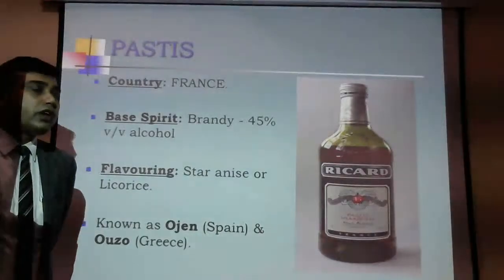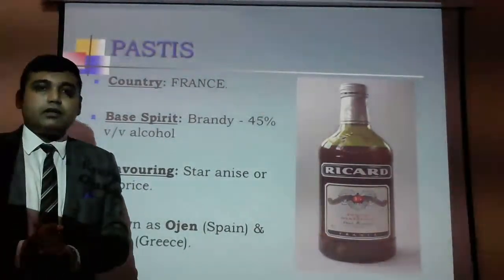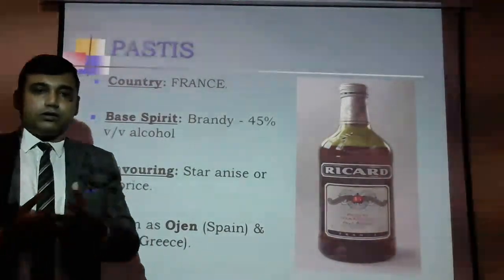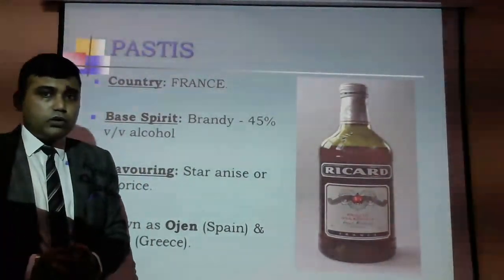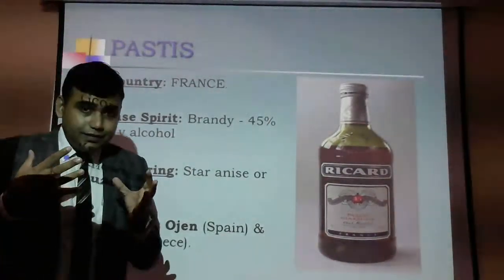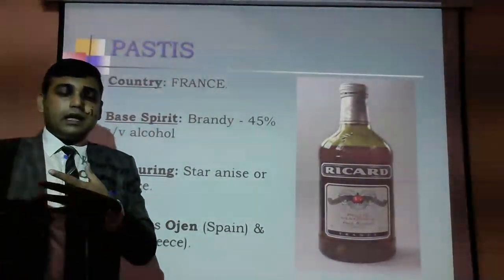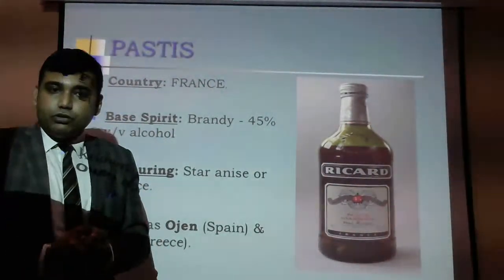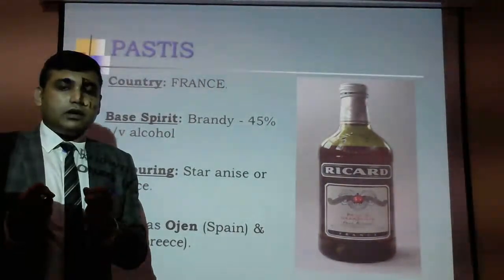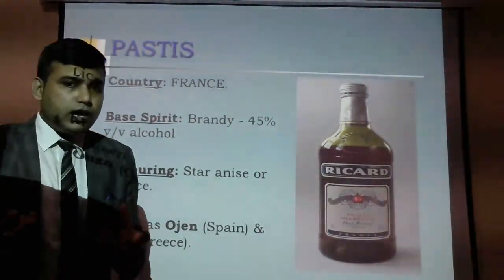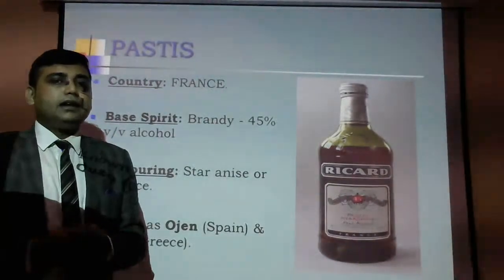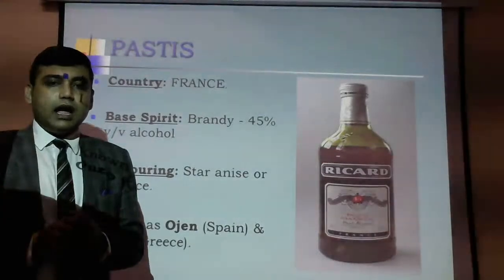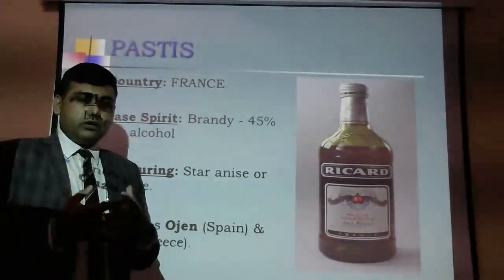Now pastis, I would say it is again a green color drink. It's a brandy which is made with star anise and licorice. Licorice is the juice which is extracted from wormwood, as I said earlier. This is distilled in a pot still and then redistilled, and we add spices and herbs into it, and then we get this. This is matured in a wooden cask for some time, maybe 1 year to 2 years, and then it is bottled, and it is known by different names.